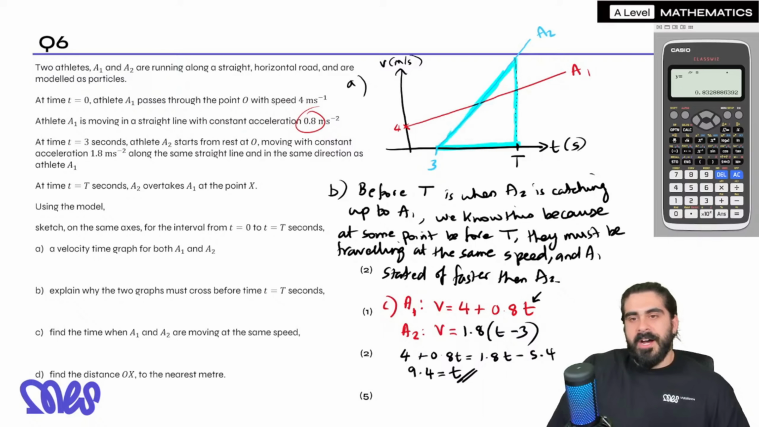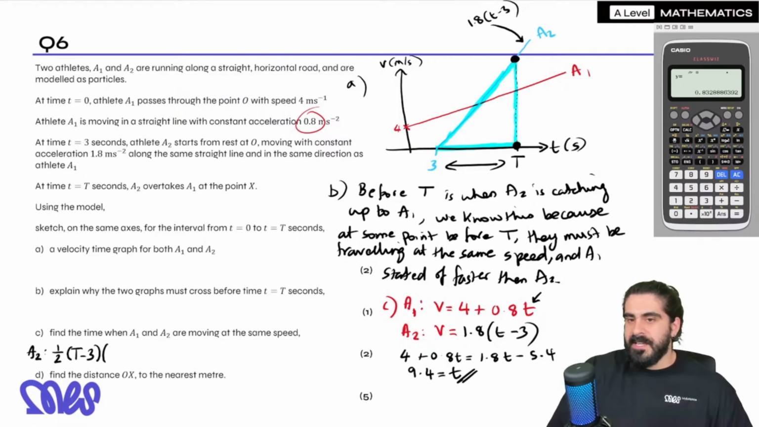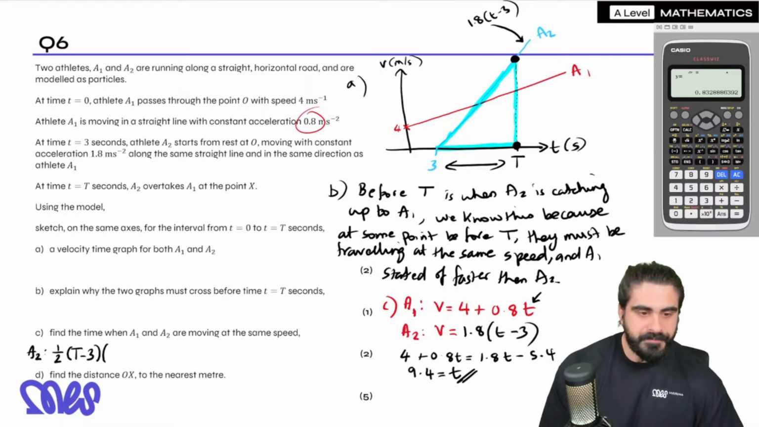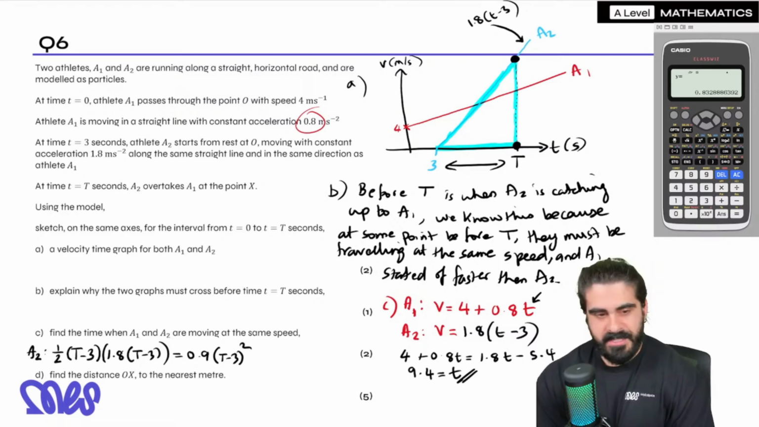Can you guys tell me what the height of that triangle is? I'm going to write it here. For A2, it's a half times the base length. Now, the base length is t minus 3, isn't it? Can you guys tell me what the height of that triangle would be? All you're doing is subbing t in with capital T. Yeah, 1.8 times capital T minus 3, which we might want to simplify. 1.8 times a half is 0.9. Are we all happy with this A2, yeah?